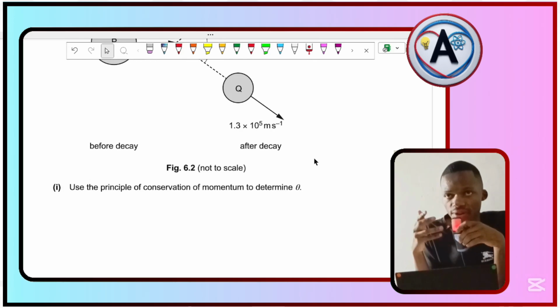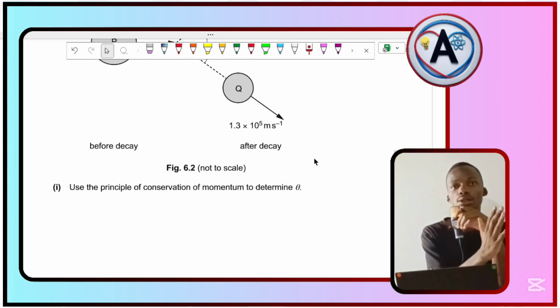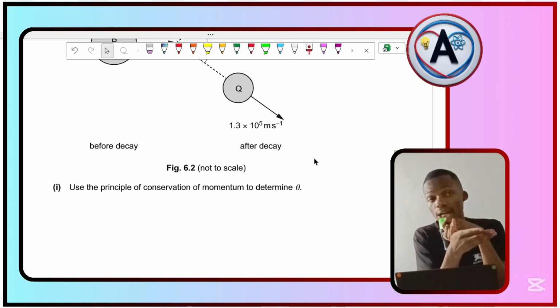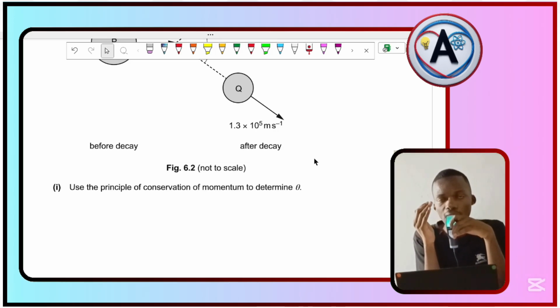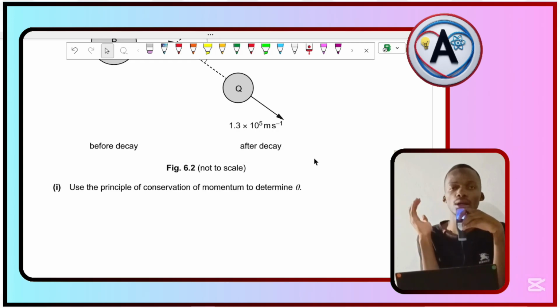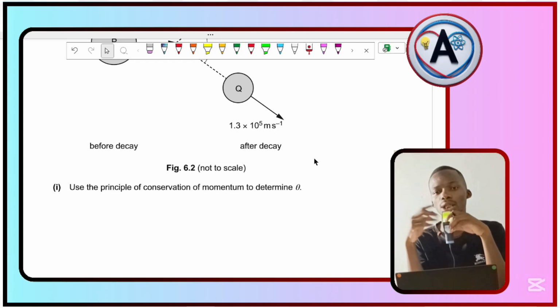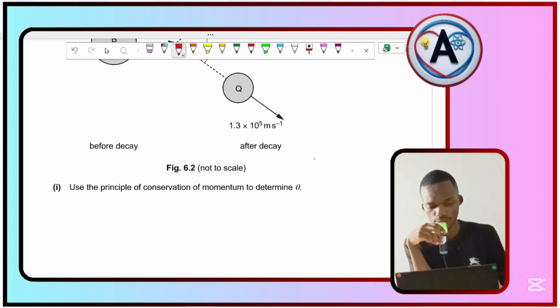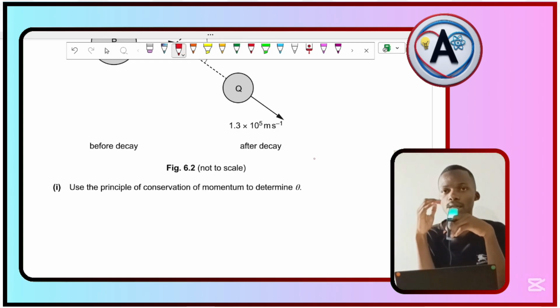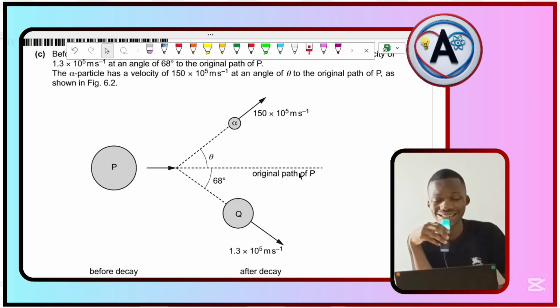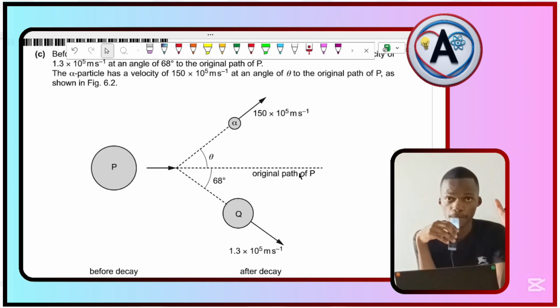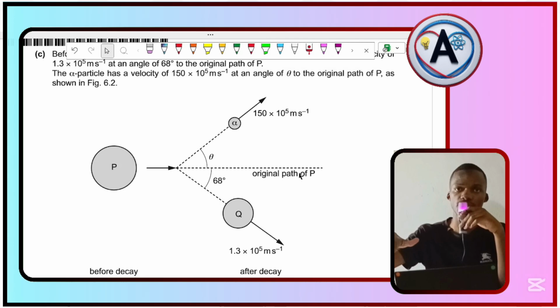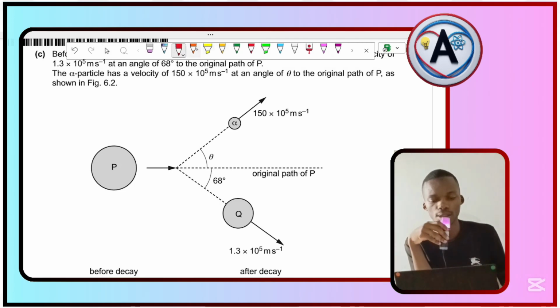What does the principle of conservation of momentum say? It states that momentum in the y and the x before and after is equal, is conserved. So momentum before the collision is equal to the momentum after the collision. But because there are two axes, we're going to look at momentum in the y as well as momentum in the x. So look at those two different scenarios.